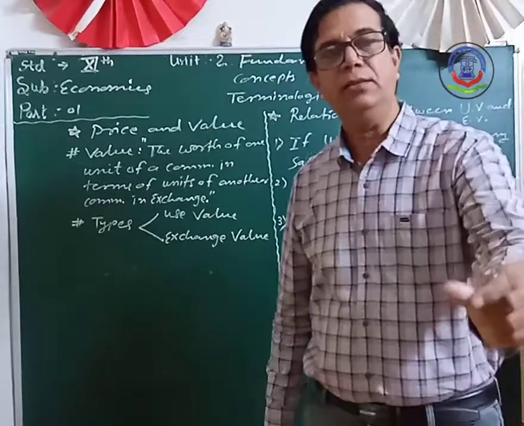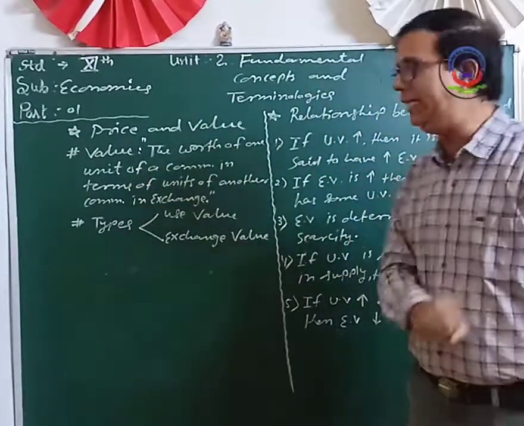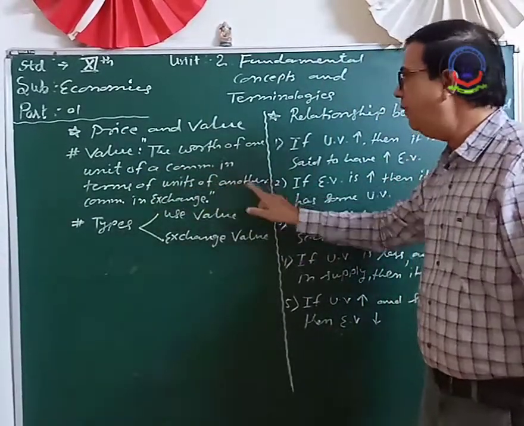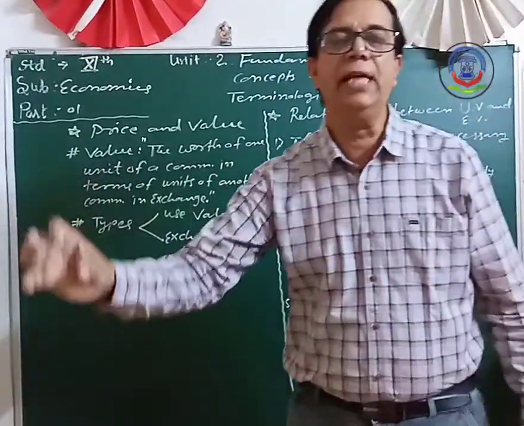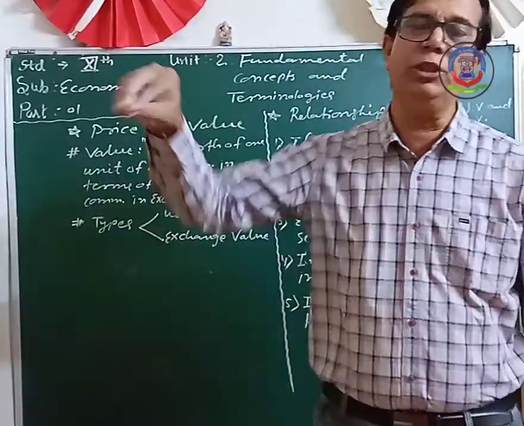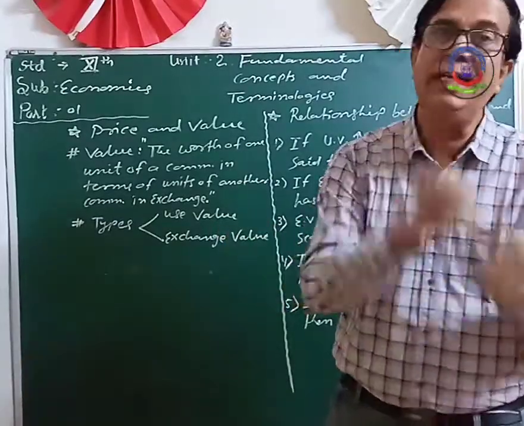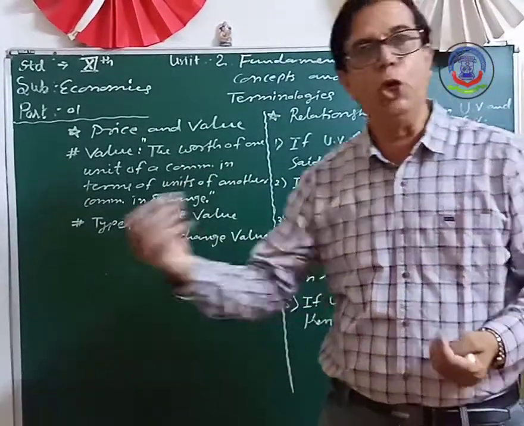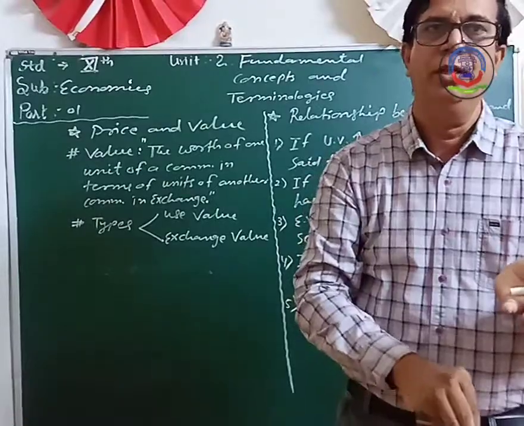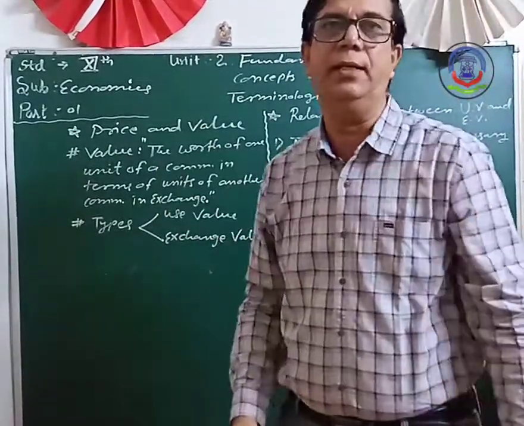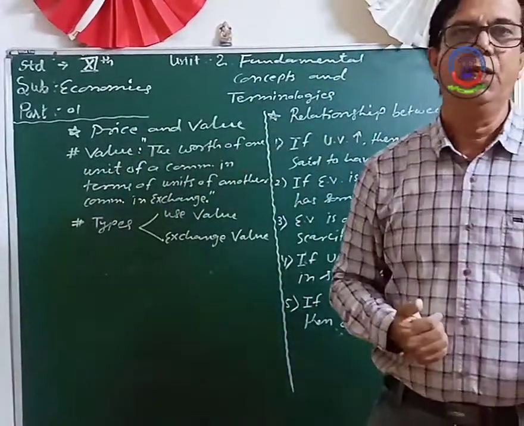So here again, what is the meaning of value? The worth of one unit of a commodity in terms of units of another commodity in exchange. For example, on one side a farmer and on the other side a cloth merchant. Here the farmer is ready to give food grains and ready to get clothes. So there is a condition: how many kg of wheat the farmer is ready to give to the cloth merchant, and in return how many meters of cloth he takes. So this is the exchange.